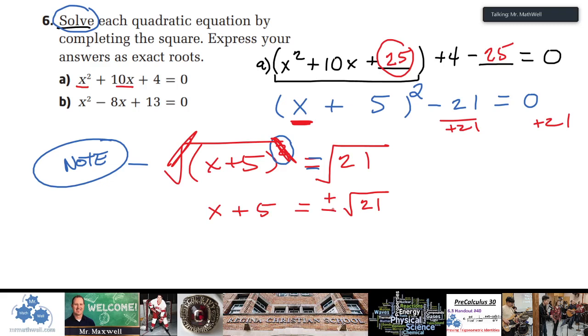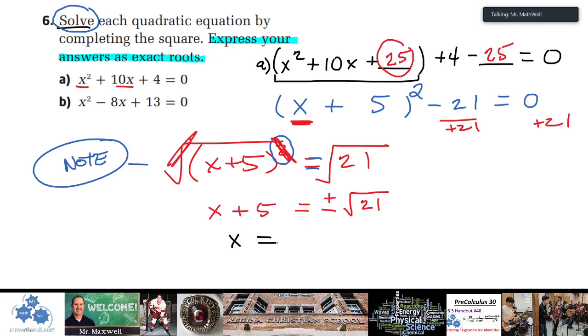Okay? Now, why am I not writing this as a decimal? Because the question says express your answer as exact roots. So exact means we do not convert on our calculator to a decimal and round that decimal. That becomes an approximate answer. So I'm going to leave that root 21 in there. Not quite done yet. We're going to keep going.